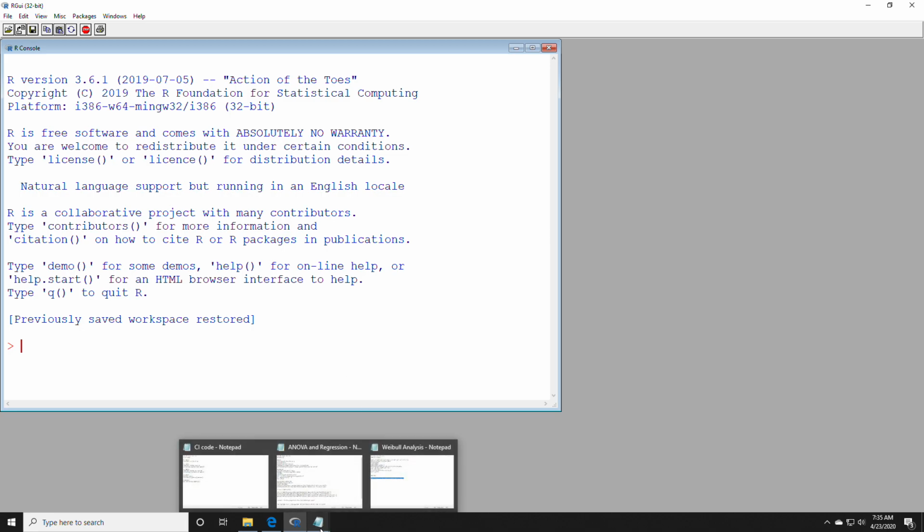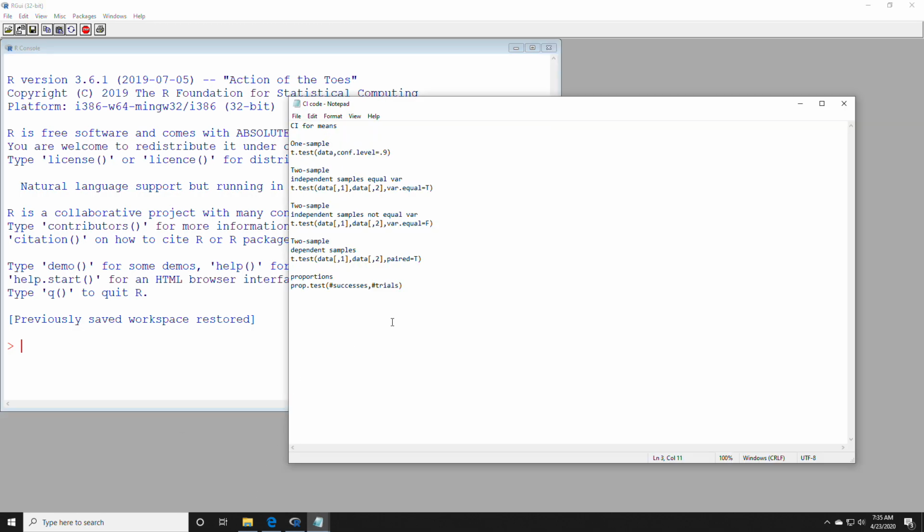Okay. One of the next things that we went over was some confidence intervals, so I just want to briefly review these. I should have sent this to you at some point. So for a confidence interval for a one sample mean, right, we just use t.test and we simply put our data set. Okay, and that's pretty much it.